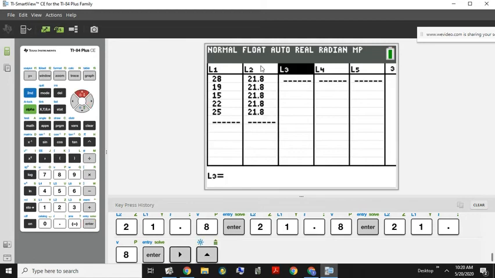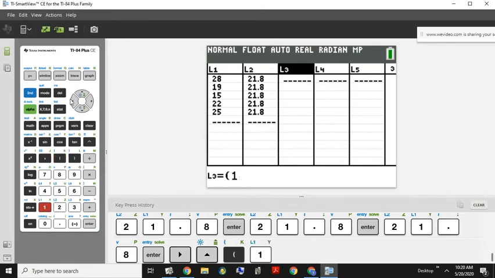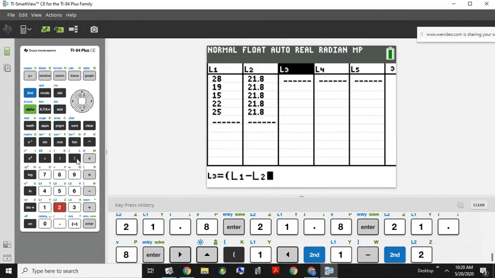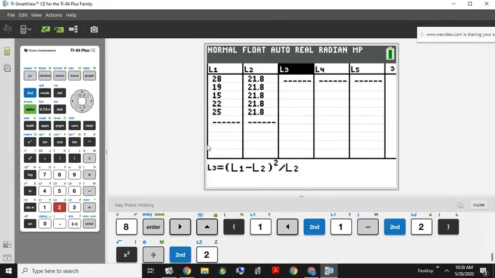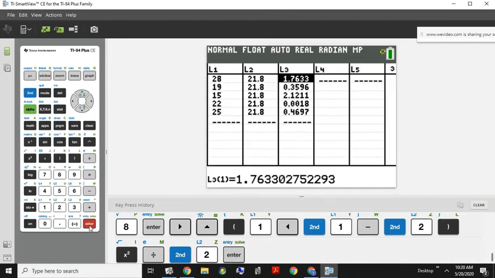Up at the top of list 3, you are going to do list 1, L1 minus L2, parentheses squared, divided by L2. So the formula, O, observed is in list 1, minus E, expected is in list 2, parentheses squared, divided by list 2. 84 people, you can ignore all of this. Hit enter, and you get that. Those are what you're going to write down for your work.